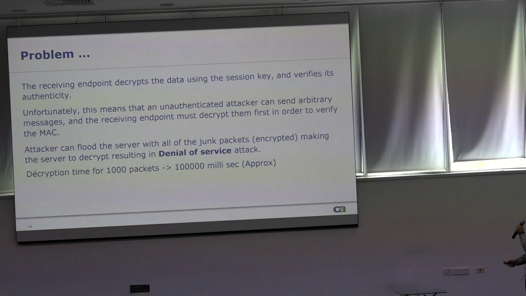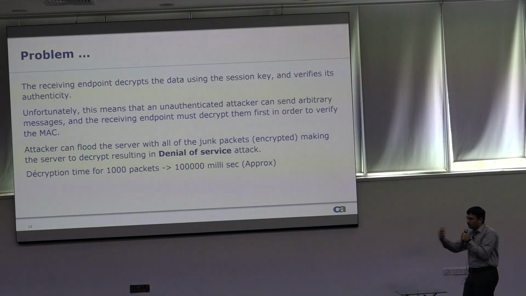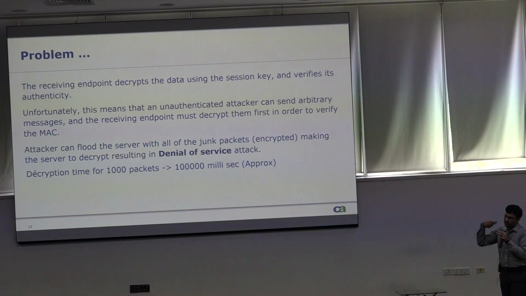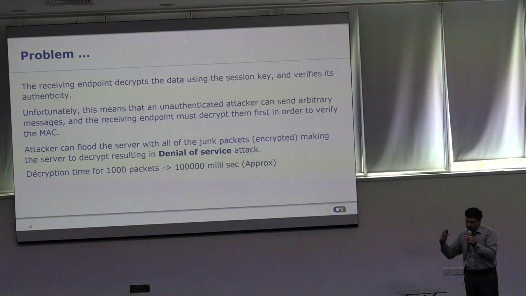What could go wrong? The attacker can flood the server with junk packets, some arbitrary encrypted data, and we don't know with what key it was encrypted. But the decryption still happens, right? This makes the server decrypt, resulting in a denial of service attack. Let's say you're bombarding the server with a lot of junk packets. You have botnets all over the world. You can initiate an attack with the botnets targeting the server, sending junk ciphertext, and the server ends up decrypting it. After the decryption has been done, the server verifies the MAC, and the MAC would fail, and the server will discard the message.